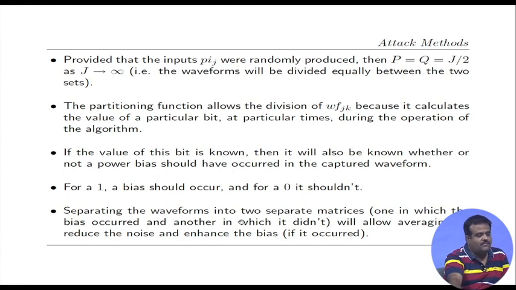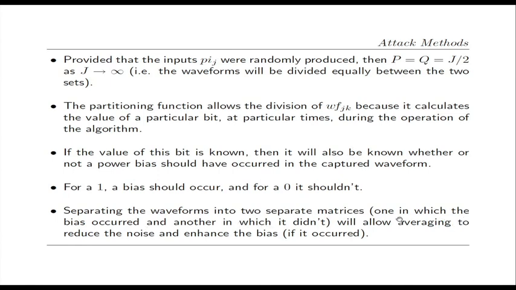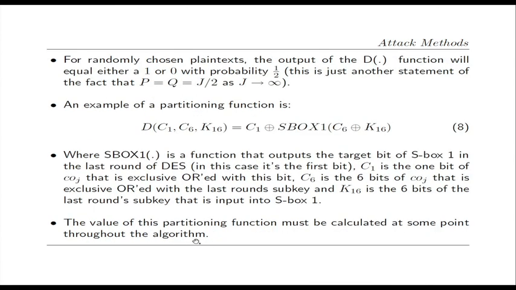Okay. Separating the waveform into two separate matrices will allow averaging to reduce the noise and enhance the bias. So, that we will do. Basically this is the partitioning, and if we choose these Pij's randomly, then it will be half. So, half will have 1 and half will have 0, with probability half, as j tends to infinity.